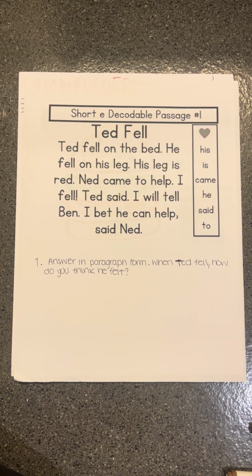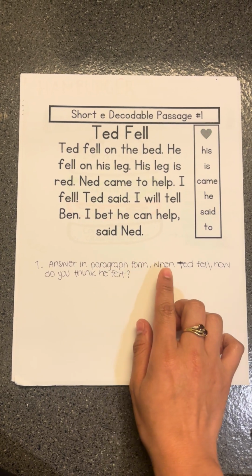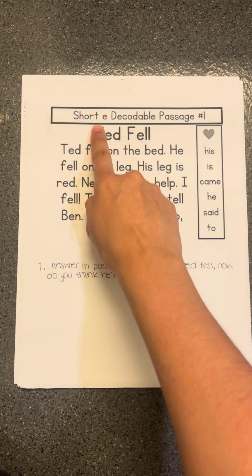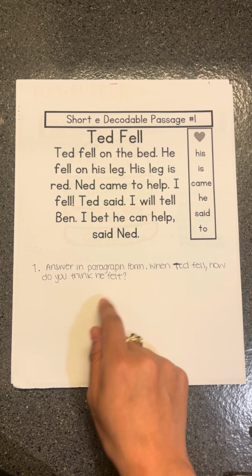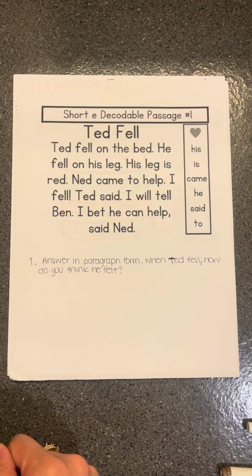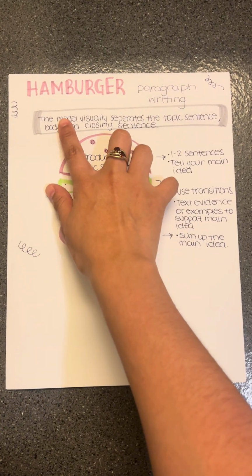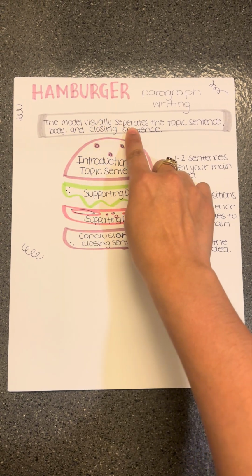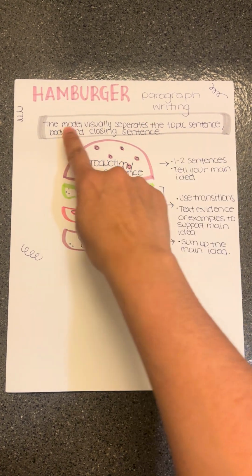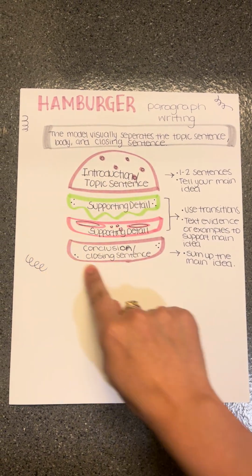All right, so now our question is we're answering in paragraph form. When Ted fell, how do you think he felt? All right, so our strategy that we're going to be using is the hamburger paragraph writing. The model visually separates the topic sentence, body, and closing sentence. So this is our visual aid.